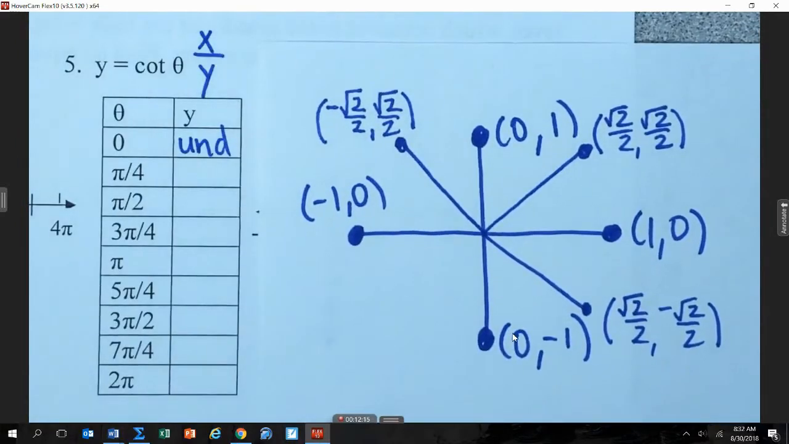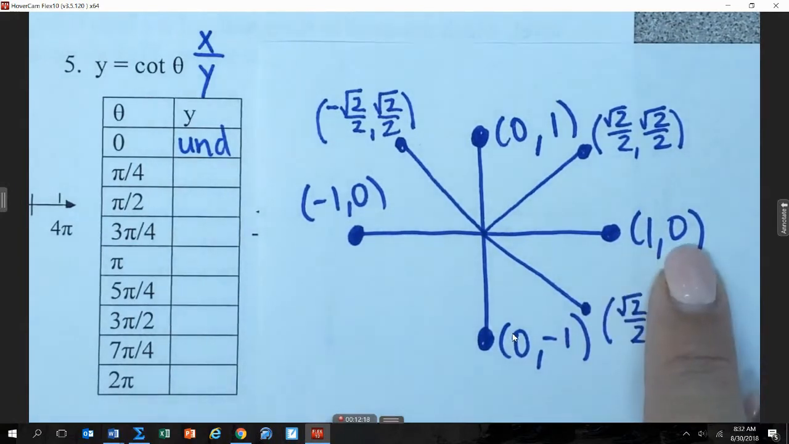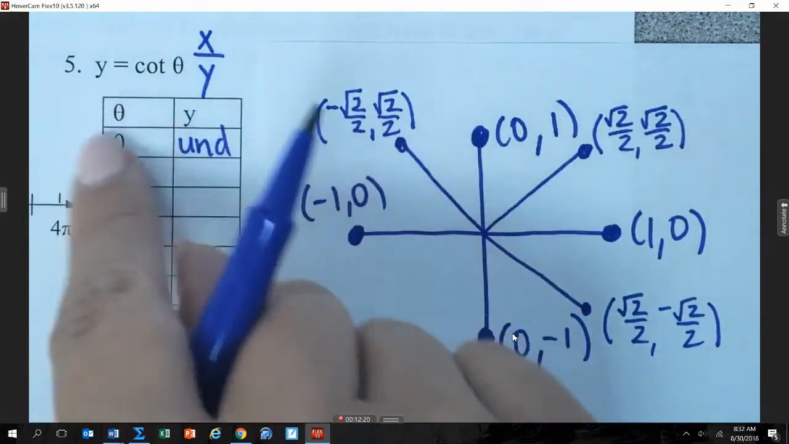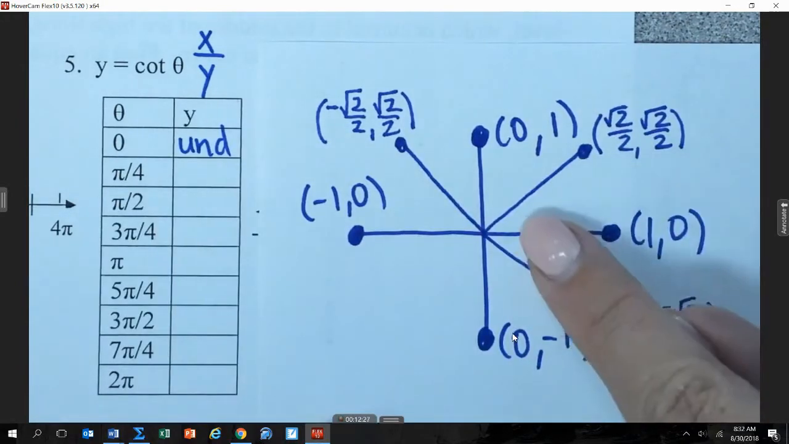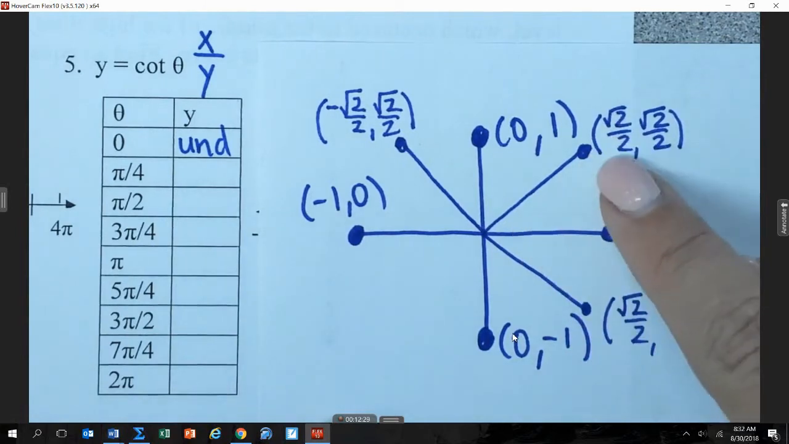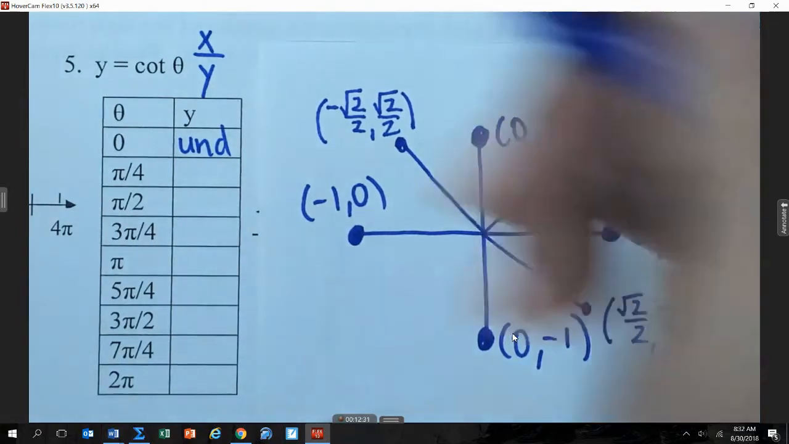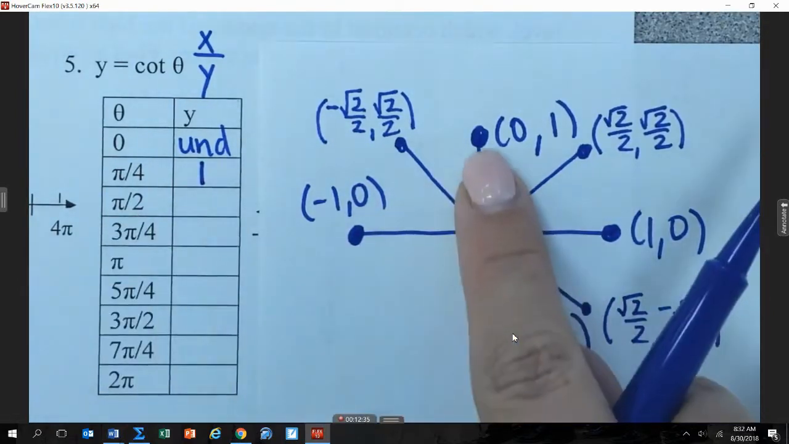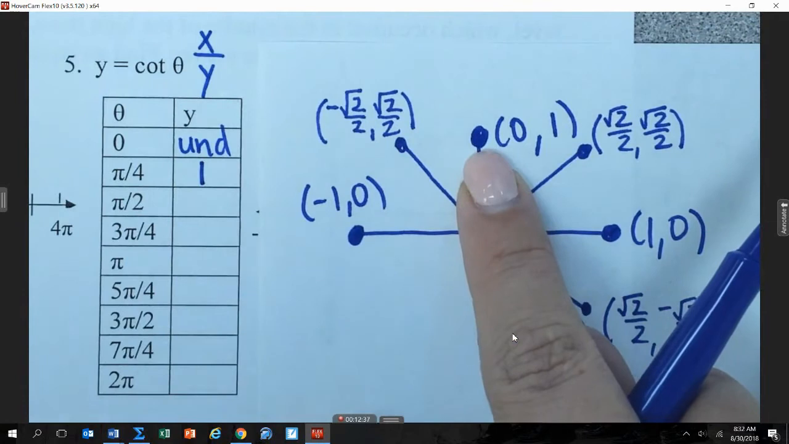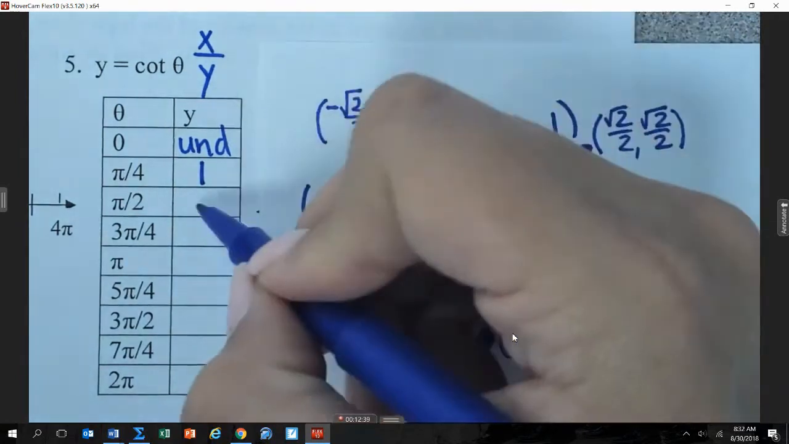Okay. All right, so number 5, we just did x over y at 0. So x over y would be 1 over 0. So again, that starts with undefined. Okay, then I go to pi over 4. Let's see. Lauren, I think I left off with you. At pi over 4, right here, what is x over y? 1. Good, anything divided by itself is 1. All right, and then pi over 2, what would my x over y be? 0. 0 over 1 is 0.